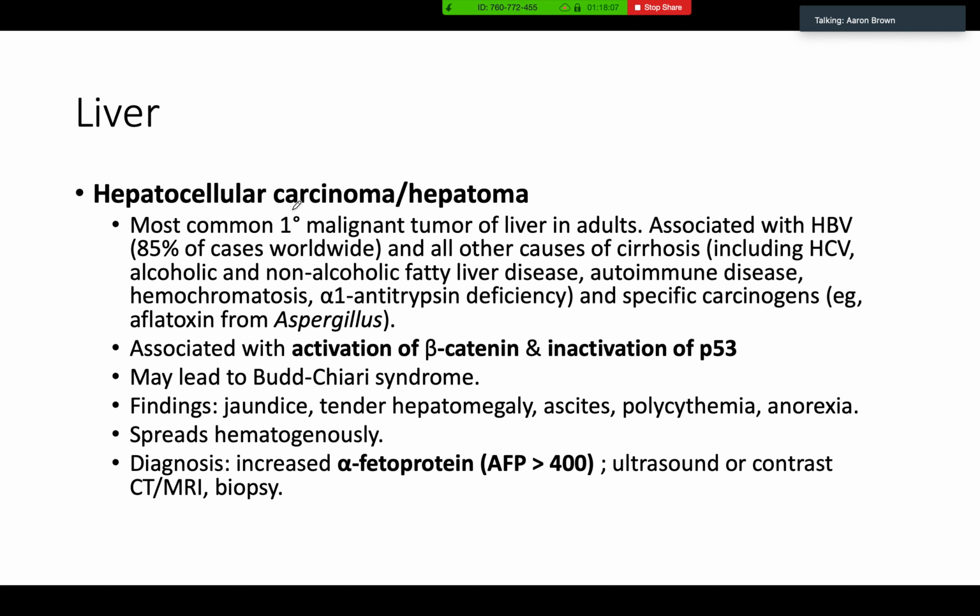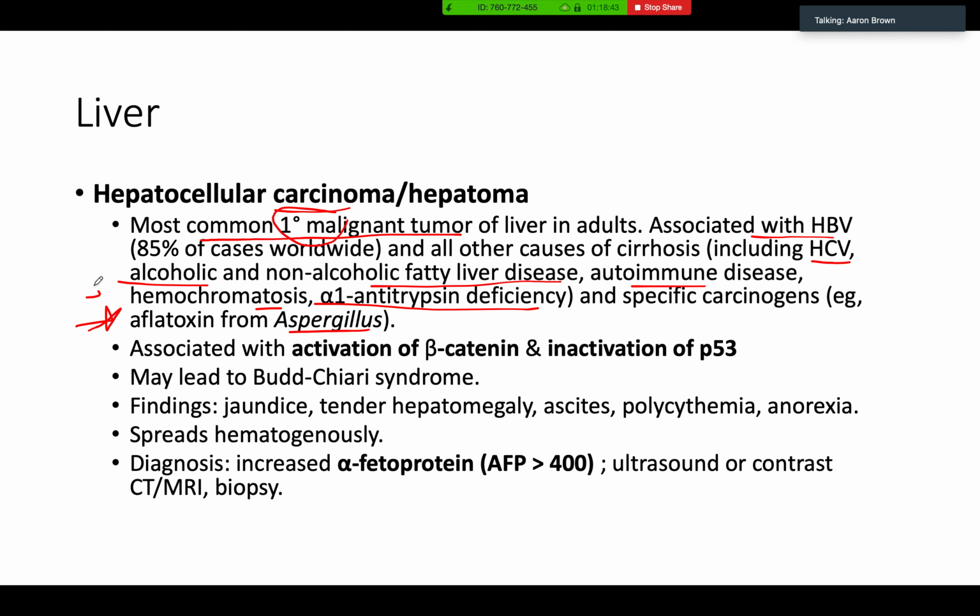So, hepatocellular carcinoma, last big thing that we need to talk about is cancer of the liver. It's the most common malignant tumor of the liver. As you know, most tumors of the liver are metastasis from somewhere else. So this is the most common primary tumor. Associated with HBV, HCV, alcoholic liver disease, non-alcoholic fatty liver disease, autoimmune hepatitis, hemochromatosis, alpha-1 antitrypsin, aspergillus aflatoxin. You do need to know these being associated with hepatocellular carcinoma.